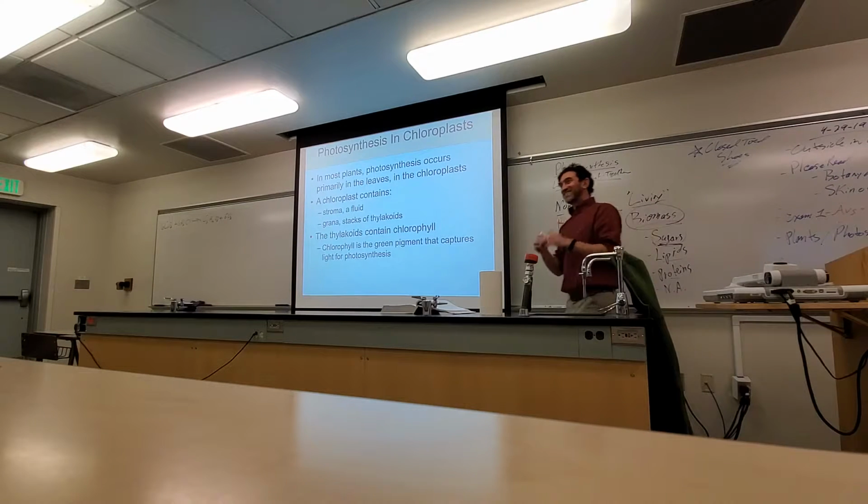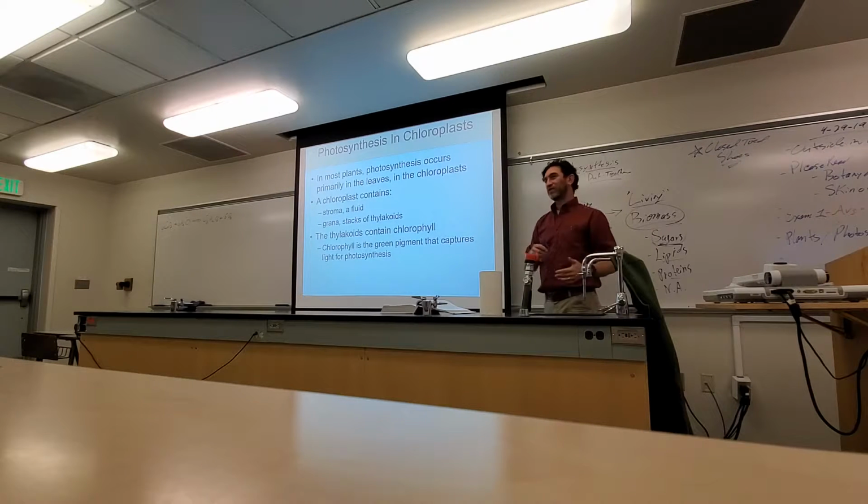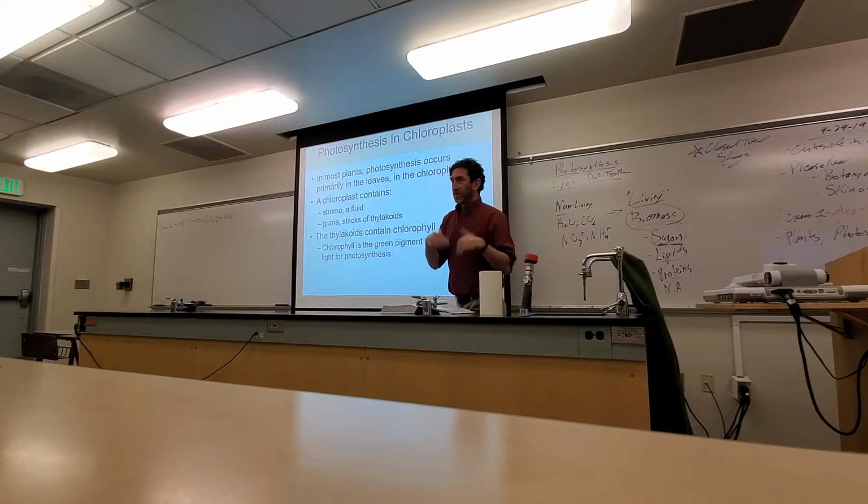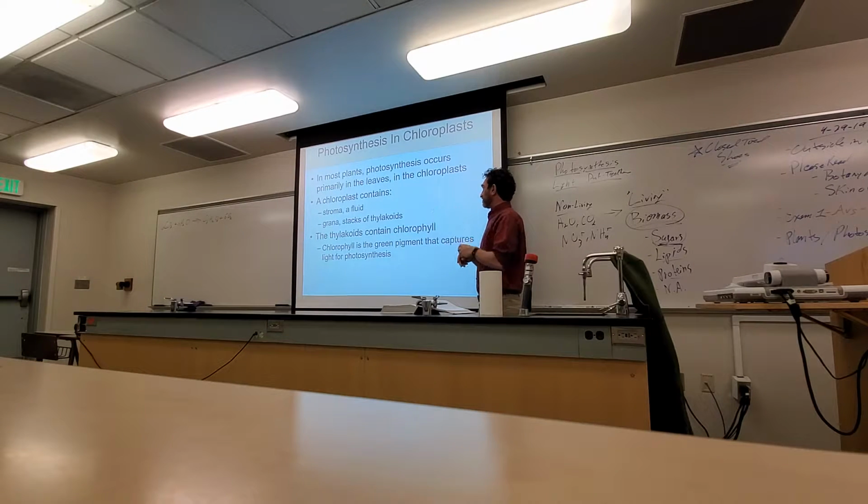Inside the plant cells, there are organelles called chloroplasts. Chloroplasts contain a pigment called chlorophyll. We'll talk more about chlorophyll in a second here. That chlorophyll is absorbing the light that's used in photosynthesis. Okay?